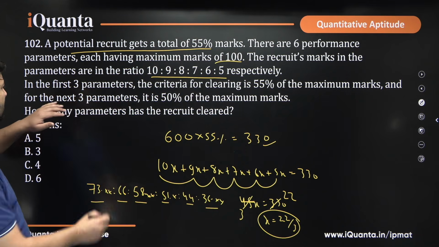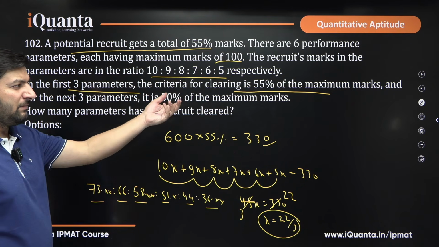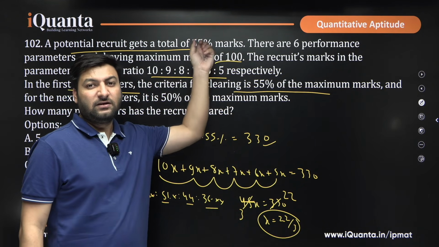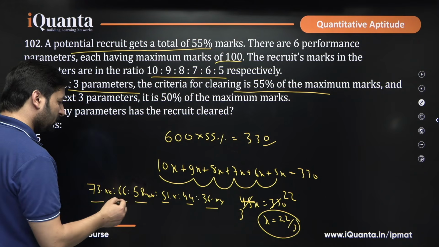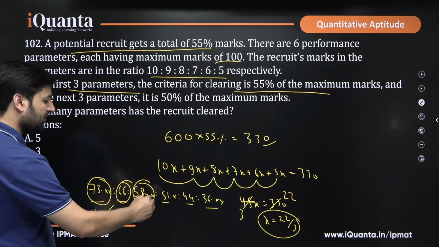In the first 3 subjects, he should get 55% of the maximum marks. Obviously, 55% of maximum marks of 100 is 55. Is he getting more than 55 in the first 3? Yes, here he has cleared, more than 55, the first 3 are cleared.